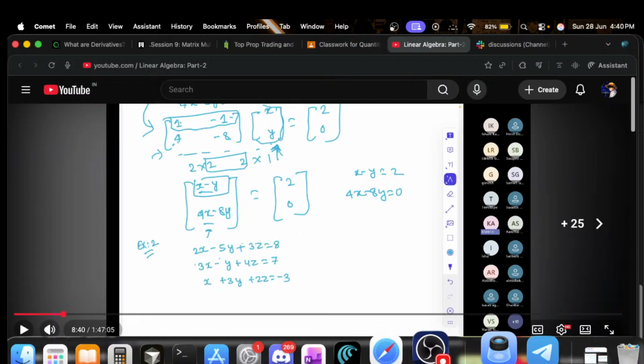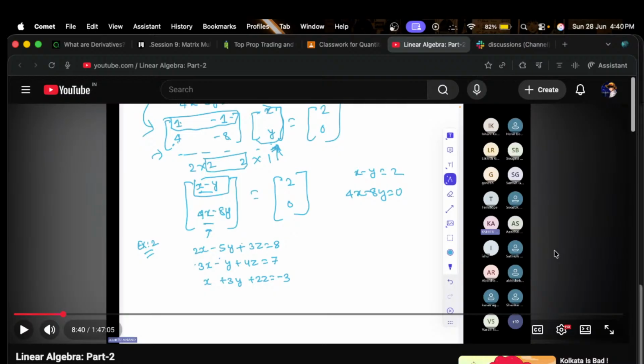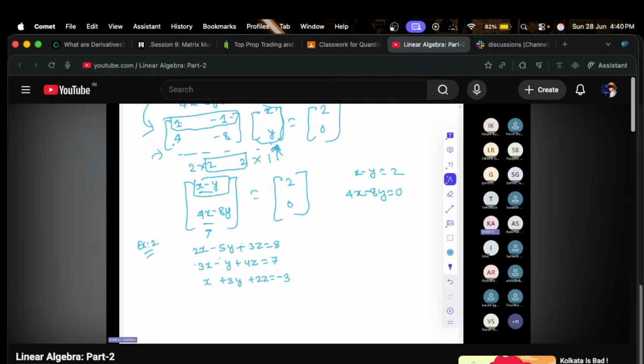So if there are three equations, how are we going to solve this? It will fall into the same category, so I don't think there should be much problem.